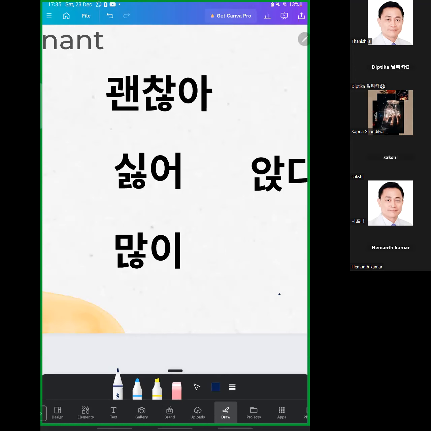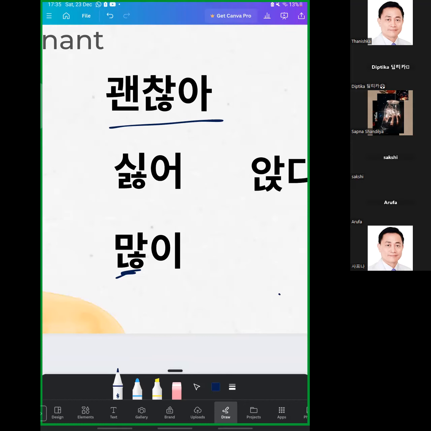Okay, and finally here, this is the same example. The double consonant here is the same. How is this read? Arufa, have you seen this word? Gwen, mm-hmm. Gwenchana. Gwenchana. Very good. Oh, glad you picked it up. Very good. Gwenchana. Yes.